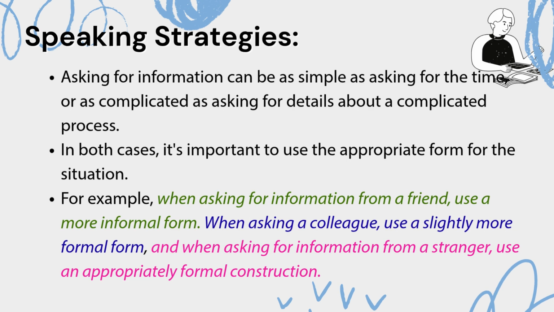Asking for information can be as simple as asking for the time, or as complicated as asking for details about a complicated process. In both cases, it's important to use the appropriate form for the situation. For example, when asking for information from a friend, we can use a more informal form. When asking for information from a colleague, try to use a slightly more formal form, and when asking for information from a stranger, it is more polite to use an appropriately formal construction.